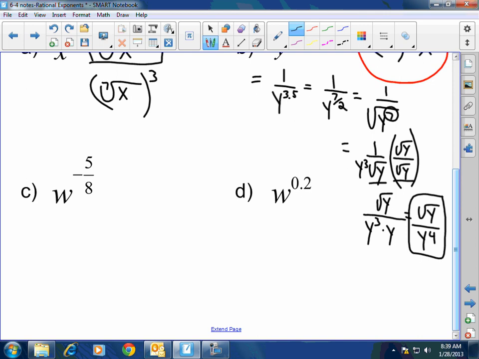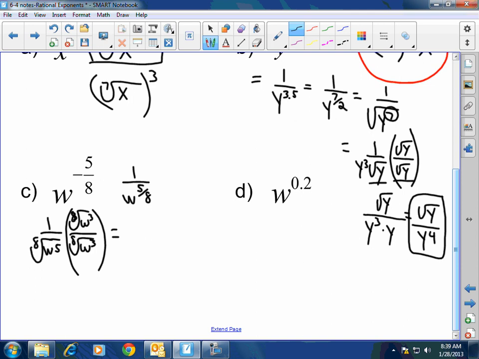w to the negative 5/8. That's going to equal 1 over w to the 5/8, which equals 1 over the 8th root of w to the 5th power. Okay, well, I need to rationalize this. I have an 8th root, so I need a set of 8 to pull out one value. I have 5 w's right now, so I need to multiply by the 8th root of w cubed.